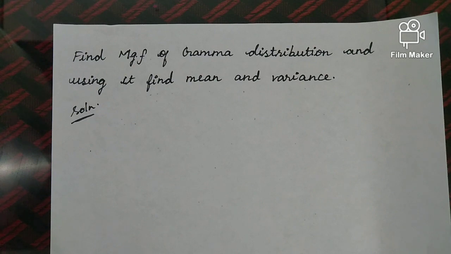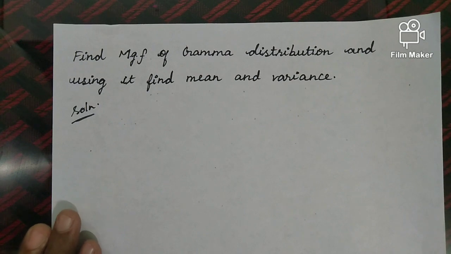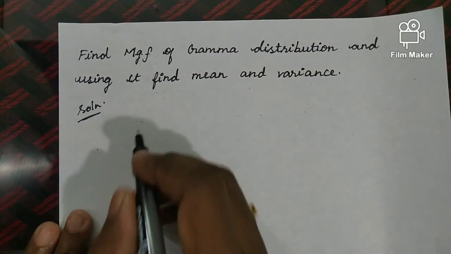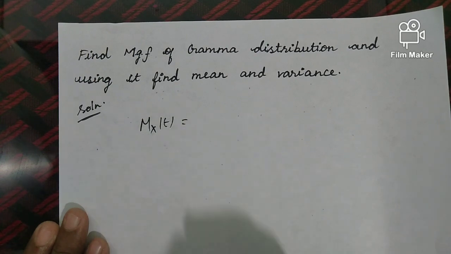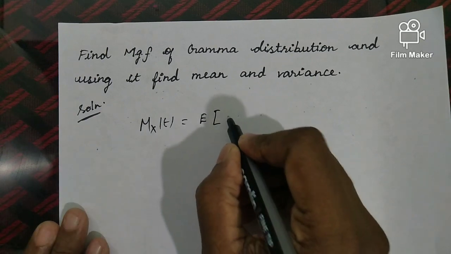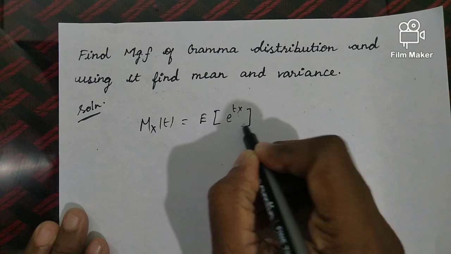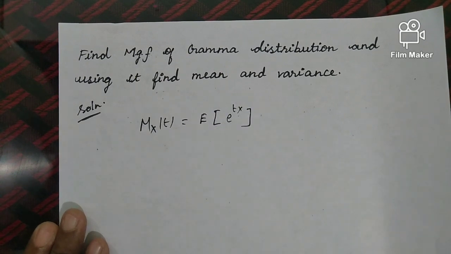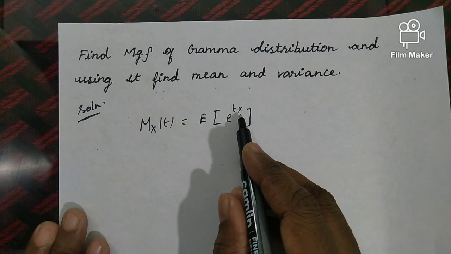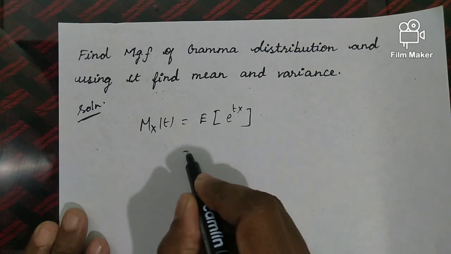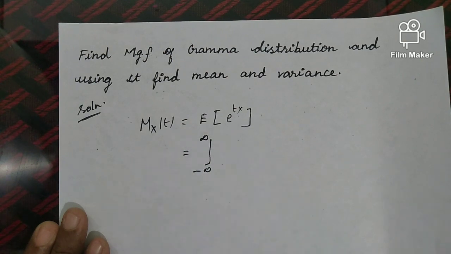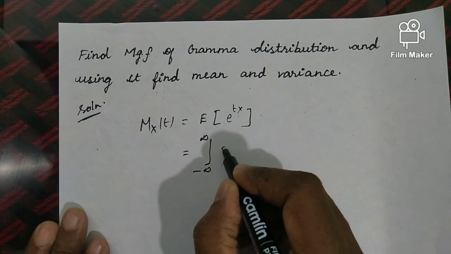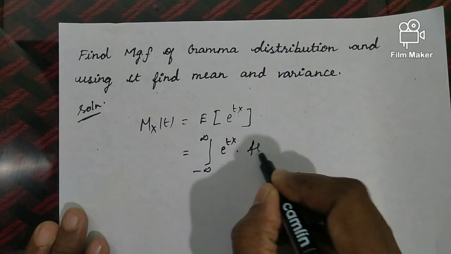So, we know the well known result: M.G.F is denoted by mx of t. So, mx of t equal to what? The result is expectation of e power tx, that is the definition for the moment generating function. For a continuous random variable we go for integration. So, integral minus infinity to plus infinity e power tx into f of x dx.